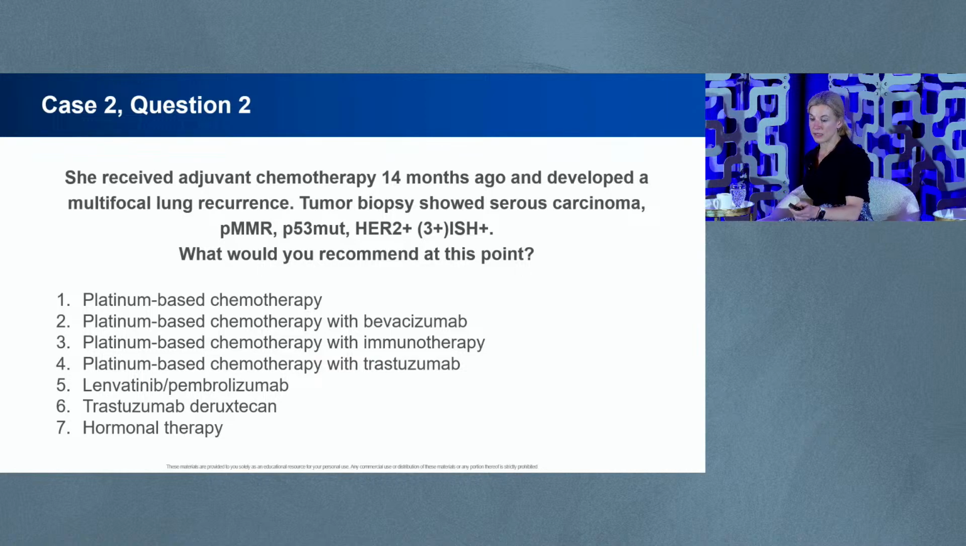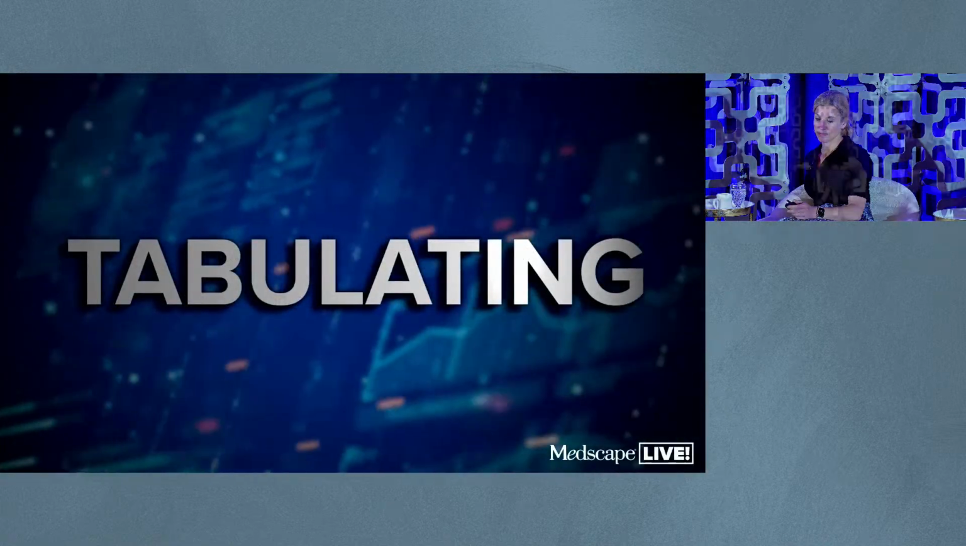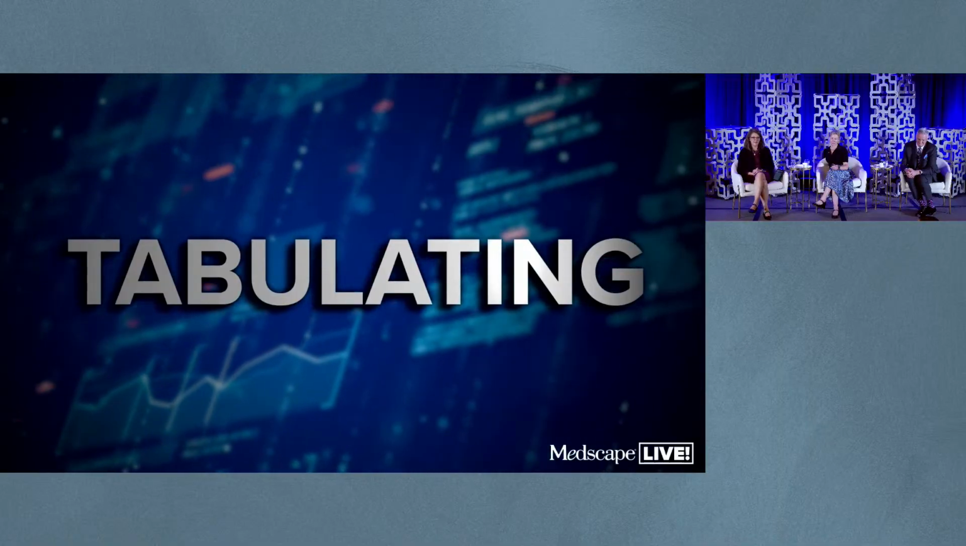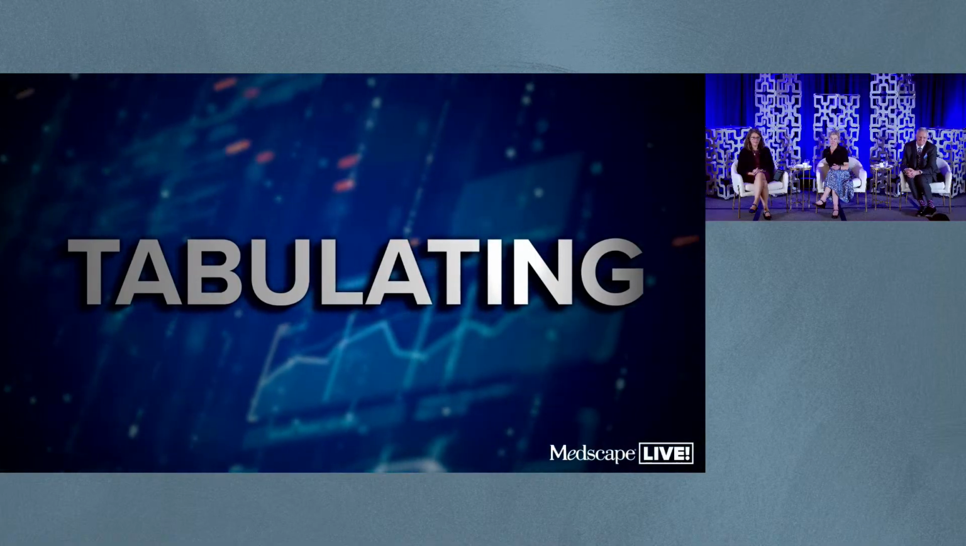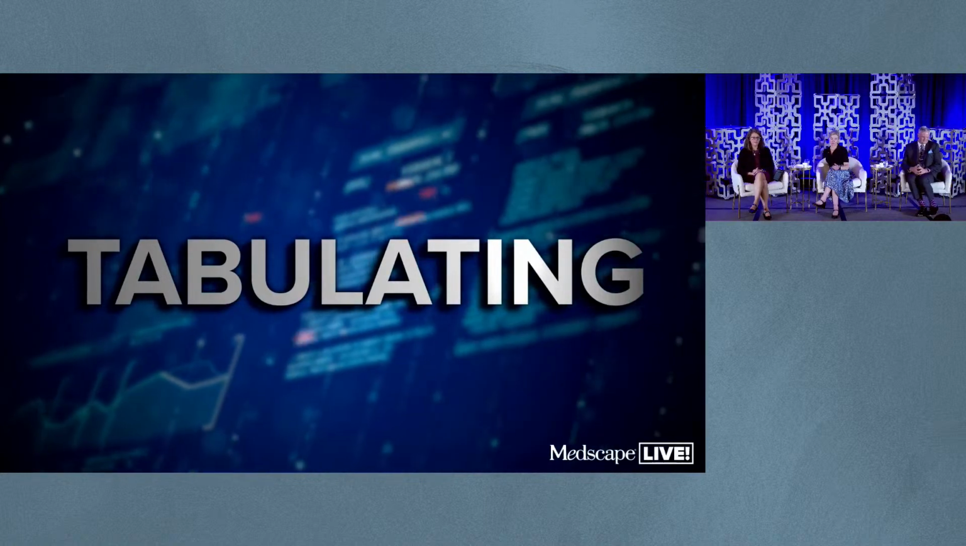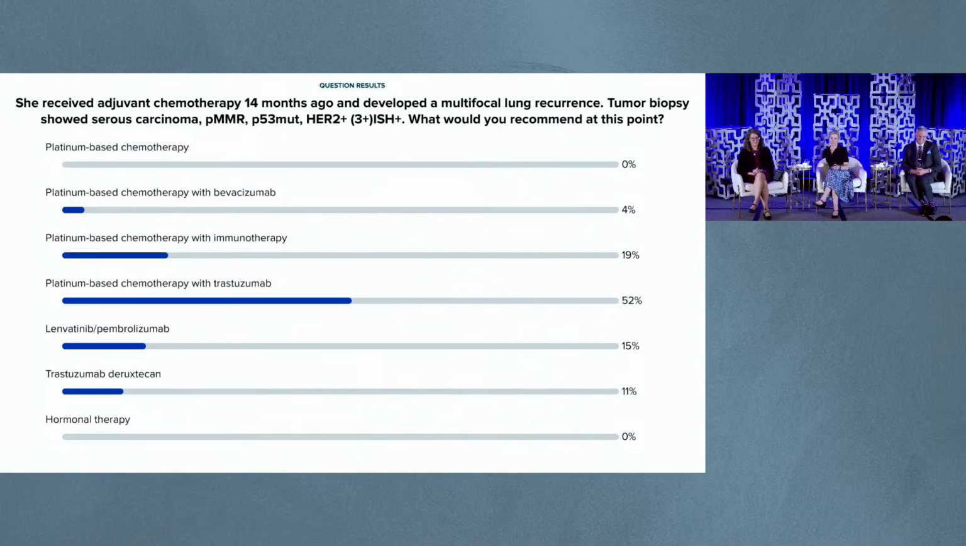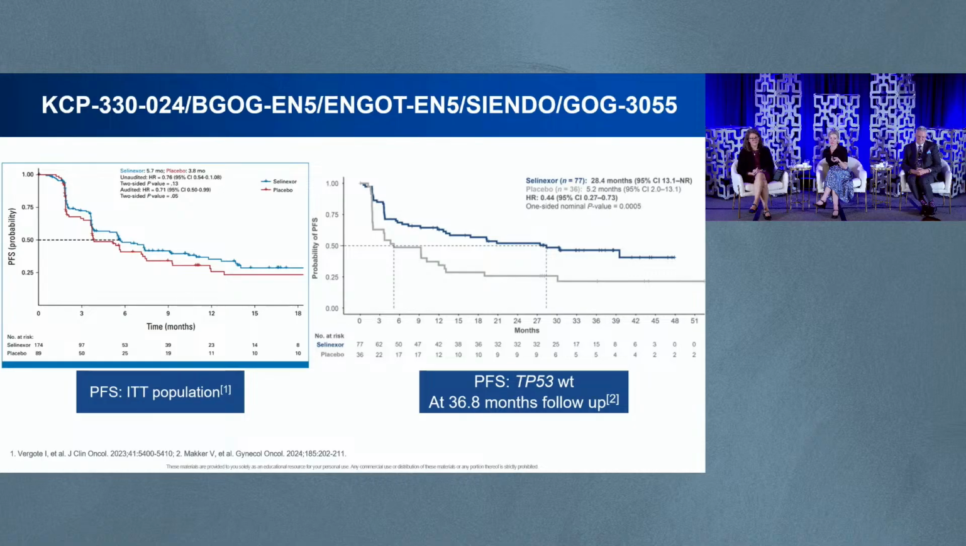So I think this slide is serous carcinoma, P53 mutated, HER2 3+. What would you recommend at this point? Trastuzumab, and we're going to click through these because I think the question here. So really this patient should have had, and the question was meant to have that this patient was P53 wild type in this case. So what other options do we have here for these patients that are P53 wild type?